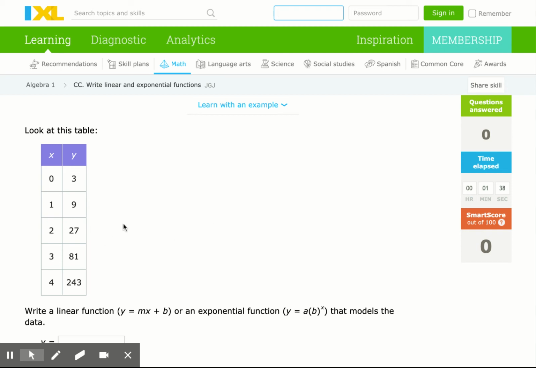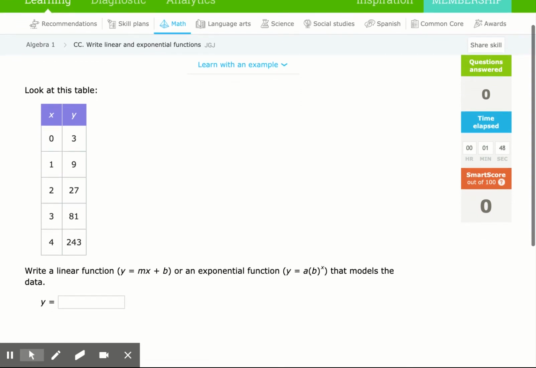Hi everyone, so I just wanted to give you a quick overview on how you can complete your IXL homework for this week. So when you're doing the write linear and exponential functions, you're going to be using your two standard forms, y equals mx plus b and y equals a times b to the x.